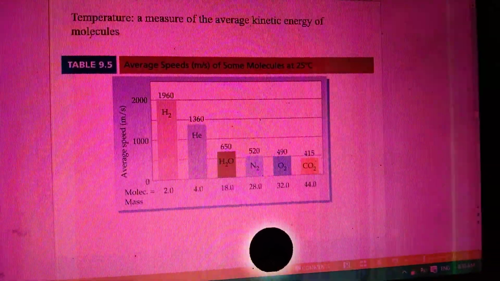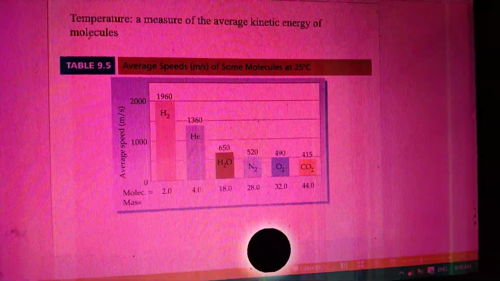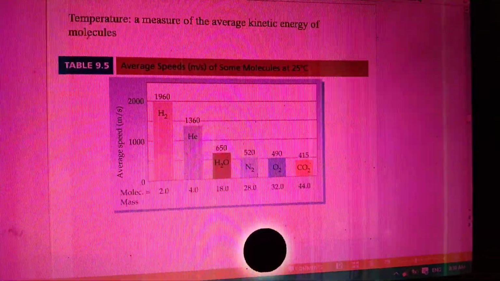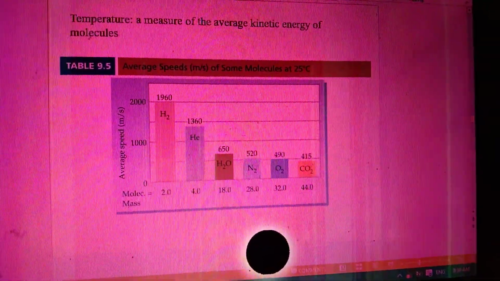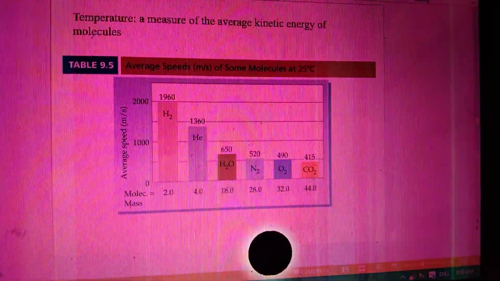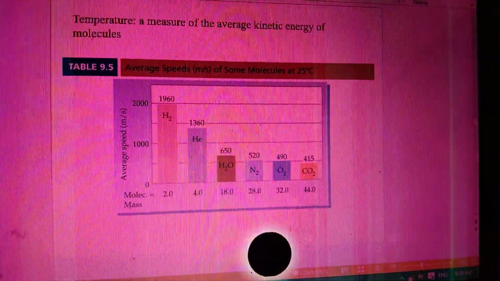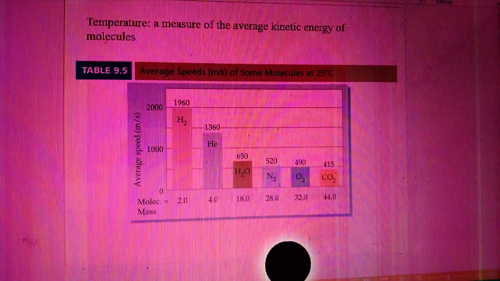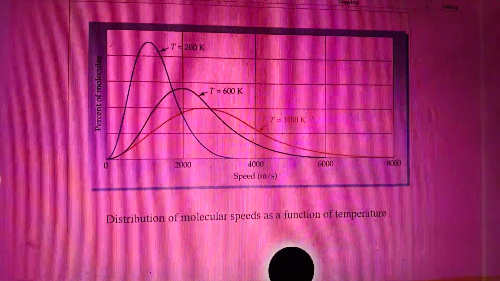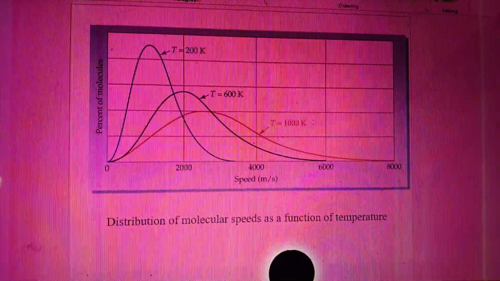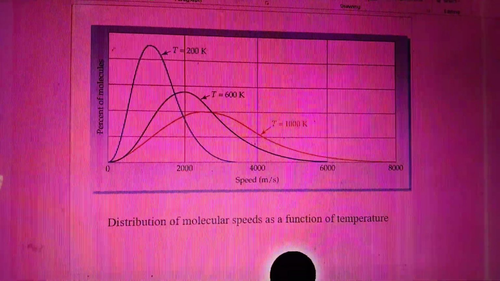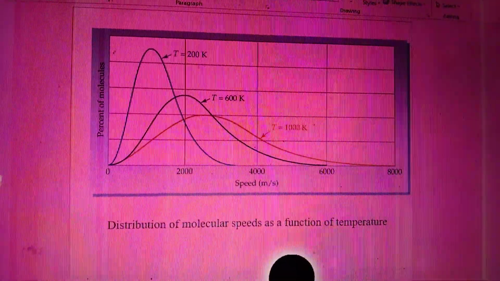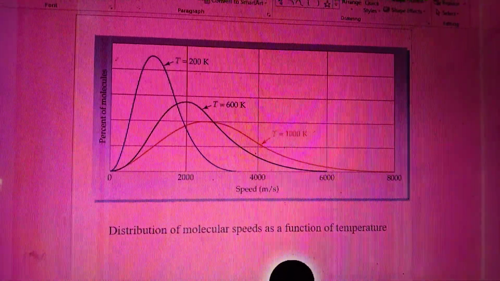Temperature is a measure of the average kinetic energy of molecules. The graph of Table 9 provides the average speed of some molecules at 25 degrees Celsius. So that's the speed at which the temperature is at 25 degrees Celsius. Distribution of molecular speed as a function of temperature. Percent of molecules against the speed.